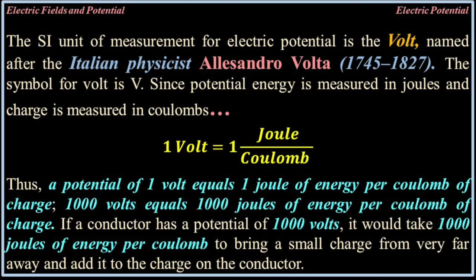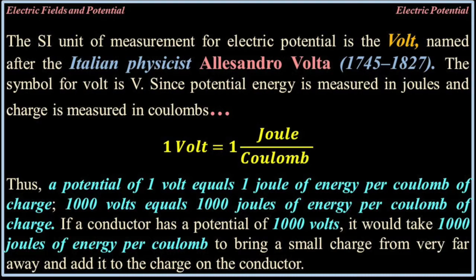The SI unit of measurement for electric potential is the volt, named after the Italian physicist Alessandro Volta, 1745 to 1827. The symbol for volt is V. Since potential energy is measured in joules and charge is measured in coulombs, 1 volt equals 1 joule per coulomb. Thus, a potential of 1 volt equals 1 joule of energy per coulomb of charge. 1,000 volts equals 1,000 joules of energy per coulomb of charge.